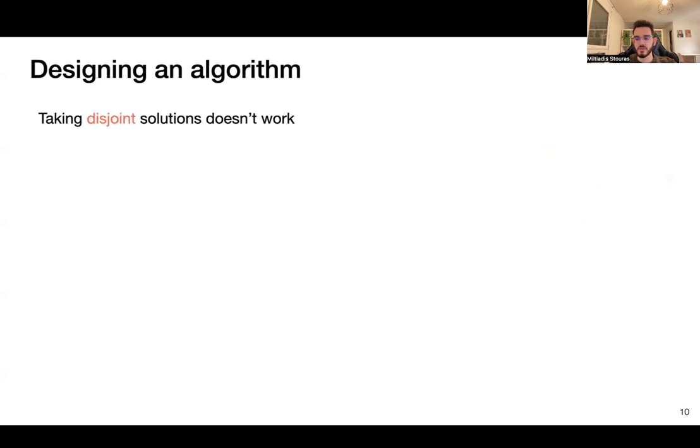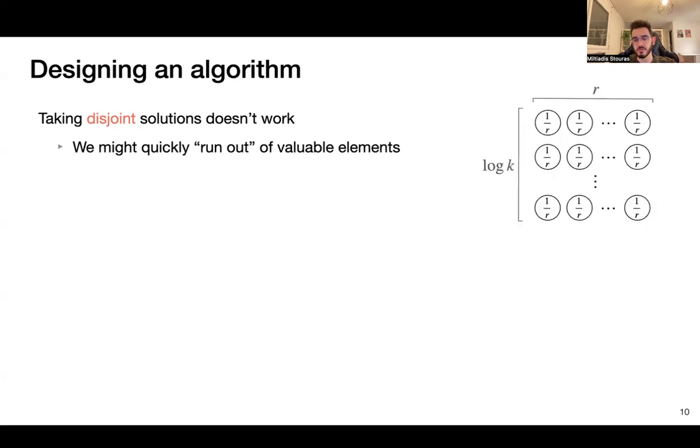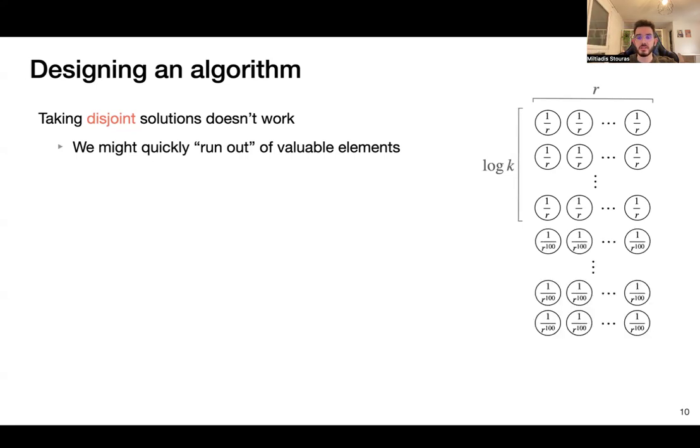And the reason behind it is very simple, right? We might very quickly run out of valuable elements. So imagine the following instance. We might have elements that either are active with probability 1 over R or with probability close to 0. So they're practically never active. And from the high probability elements, we might only have enough of them to fill log K independent solutions, disjoint solutions, right?